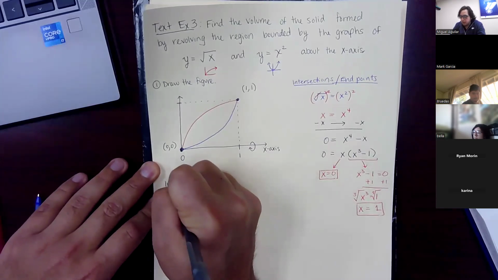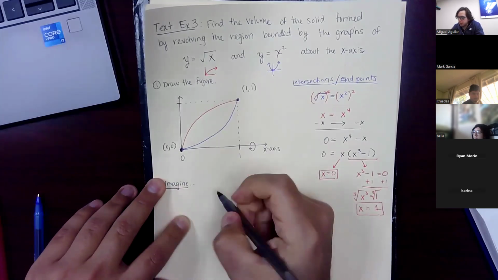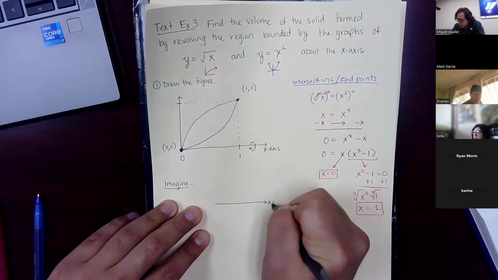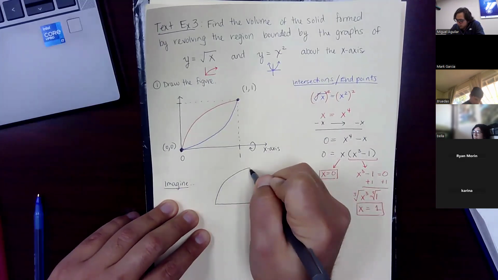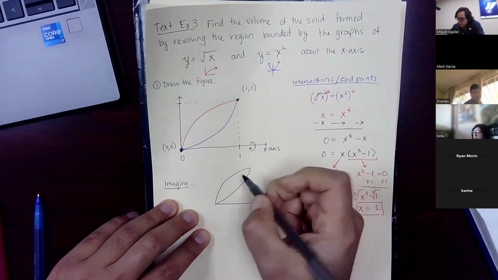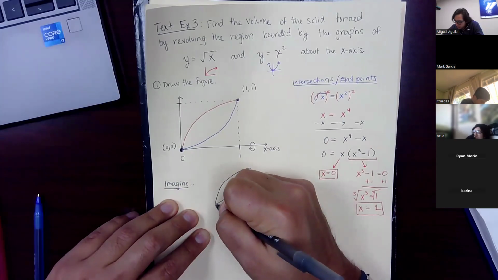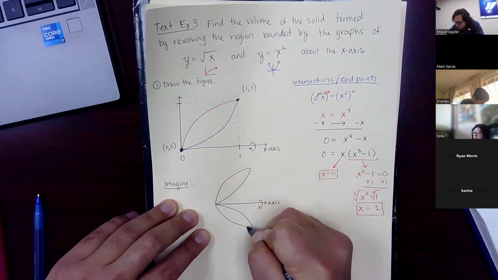So imagine what the shape will look like. Well, if we have our axis of revolution here, and we have a shape that looks kind of like this, then when we revolve it around that axis, you'll get another shape that looks kind of reflected below that axis, like so.